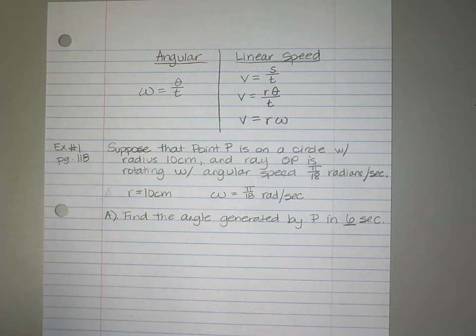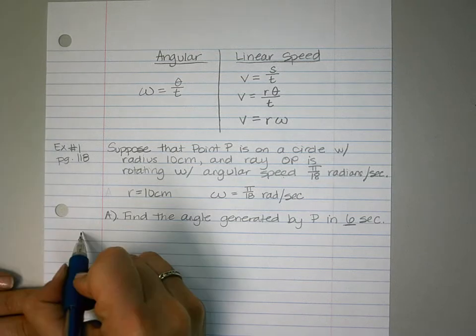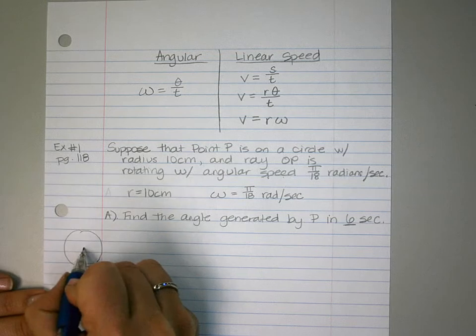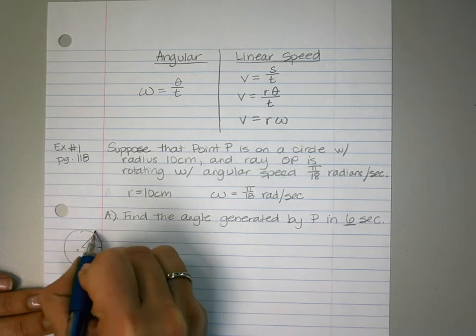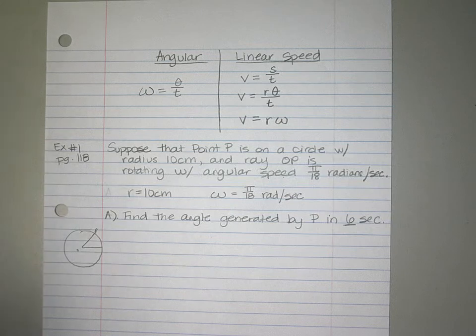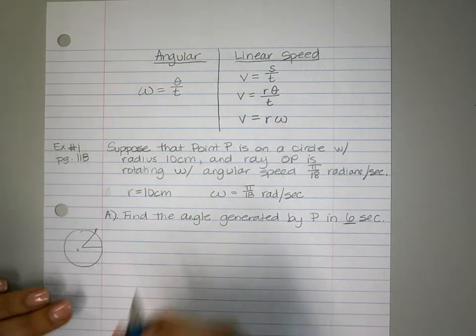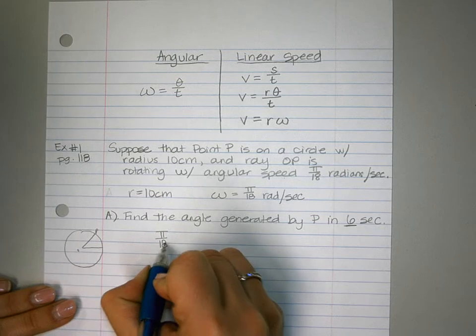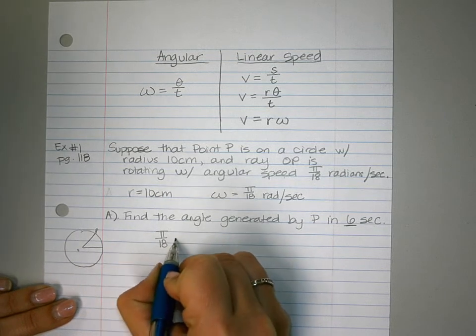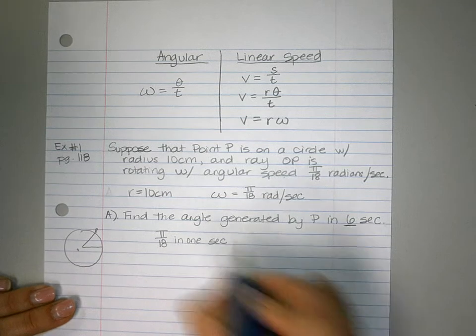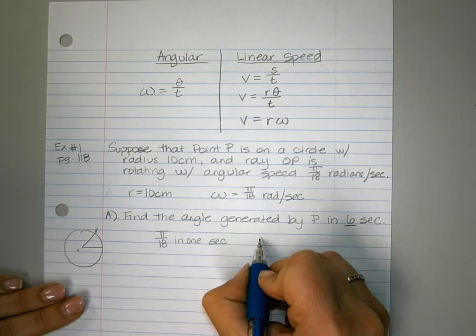Now, before you go racing off to your formulas, let's think about this. I'm just going to draw a random picture. Here's O, here's P. This is not drawn to scale. I'm told the angle is changing pi over 18 radians in 1 second. So the question is asking, what angle is created in 6 seconds? I know that it's going pi over 18 in 1 second, so in 6 seconds, all I'd have to do is multiply by 6.